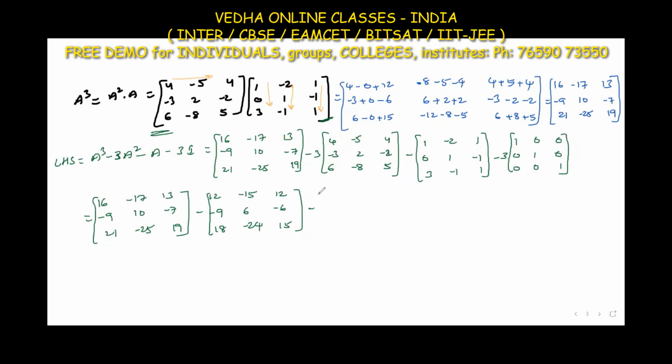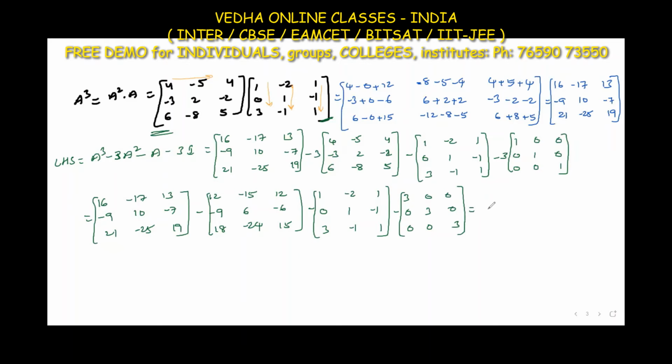Next, minus the remaining A as is: 1 minus 2 1, 0 1 minus 1, and 3 minus 1 1. Just A written as is. Next step, multiply I by 3: 3 0 0, 0 3 0, 0 0 3. After that we have addition and subtraction. Just add and subtract the corresponding elements.